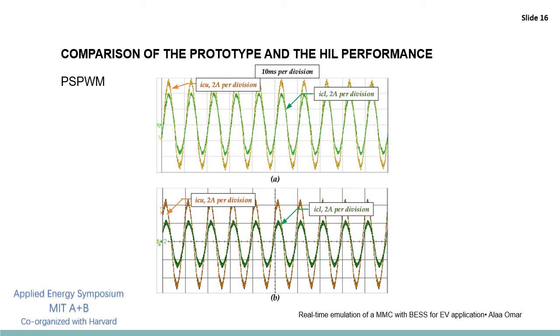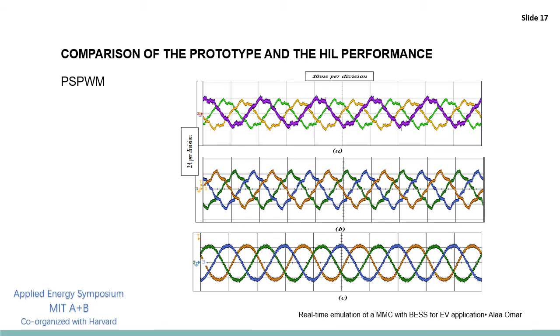Then again, we can see the arm currents in phase C for the prototype in sub-figure A and for the hardware in the loop in figure B. And this figure shows the phase currents in the 3 phases when using the prototype nearest level control operation in sub-figure A, and the 3 phases as well when using the hardware in the loop nearest level control operation in figure B. And the last one, the 3-phase currents in PWM control method in the hardware in the loop operation.